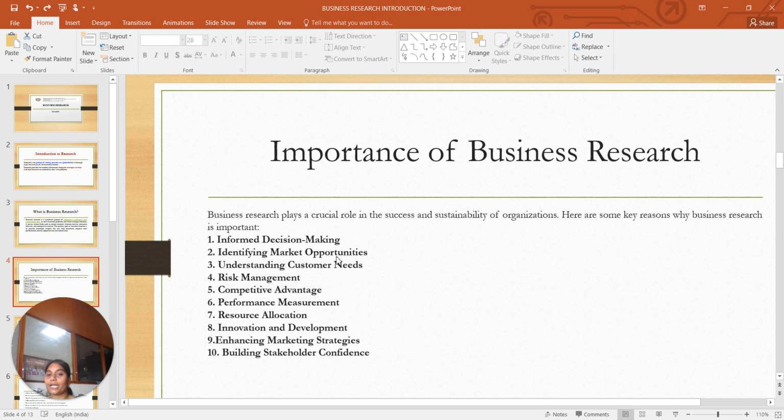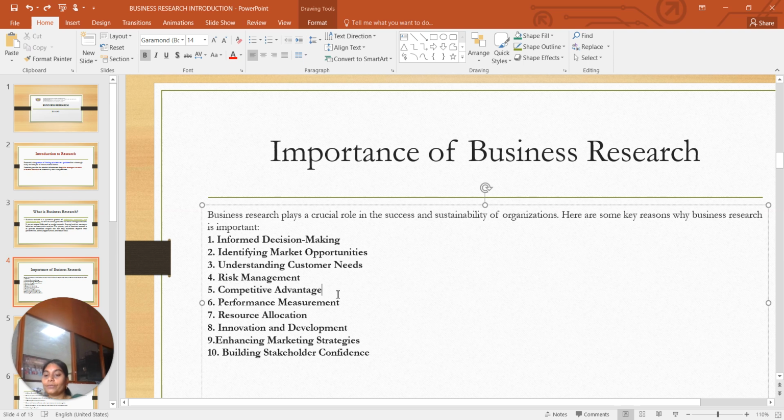The customer is the primary point of any company or organization. So we have to understand the customer needs, and according to that we provide the products and services. And risk management: financial risk and marketing risk, so reducing risk is essential to the markets. And competitive advantage: improving their performance and policies in the competitive market and the sustainability of the organization.